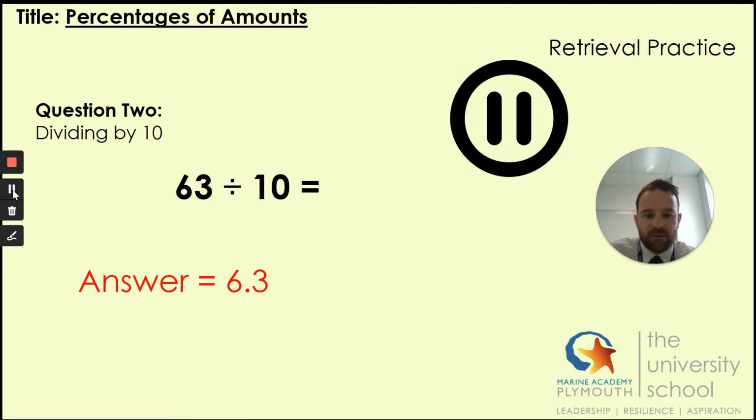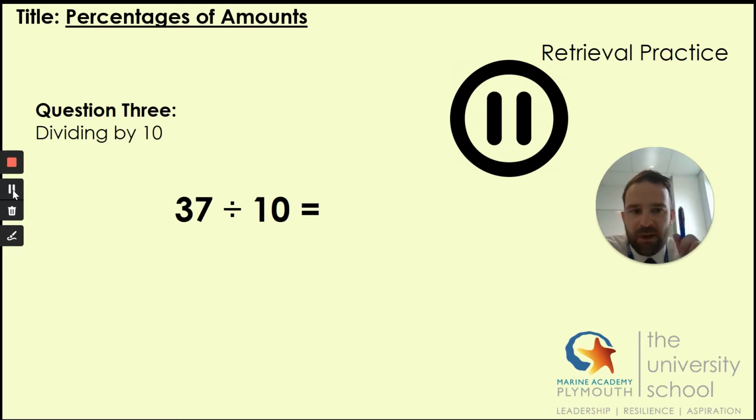6.3. Question number 3. Again, black pens. 37 divided by 10. We've got 37 divided by 10. 10 seconds on this one.